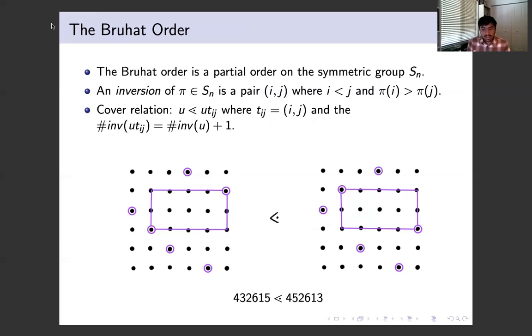And note that if you swap the second and the sixth elements, you can get from the left permutation to the right permutation. Now, since the box spanned by the second and the sixth elements is empty, this actually means that exactly 1 inversion is added when you perform the swap, which means that this is actually a cover relation in the Bruhat order.